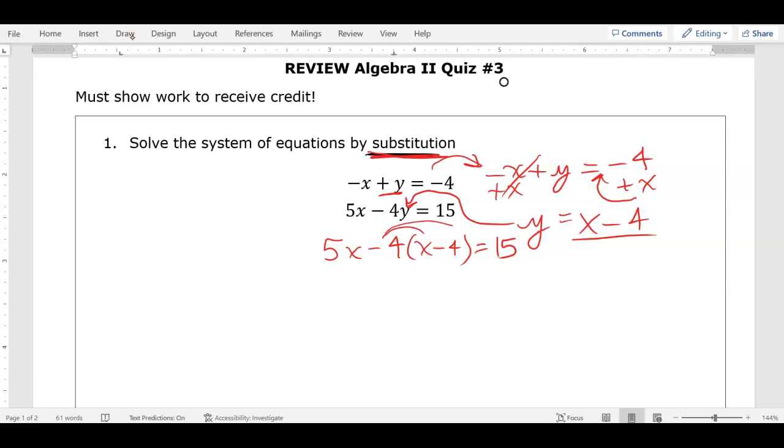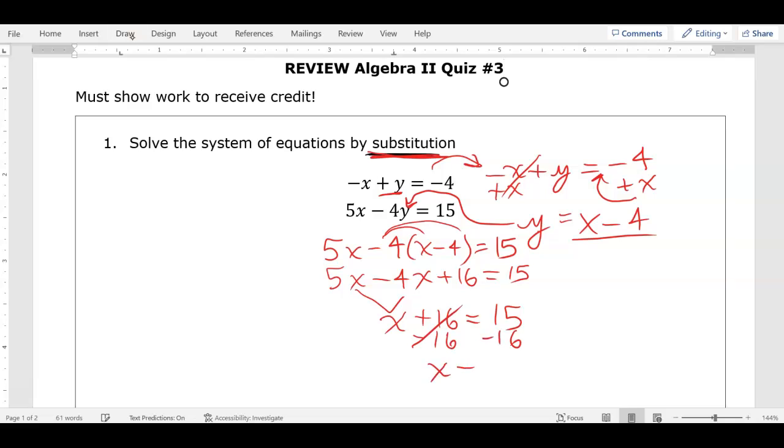Now I got to simplify this. I'm going to distribute first. Negative 4 times x is negative 4x. Negative 4 times negative 4 is positive 16. Bring down 5x. Bring down equals 15. Now let's combine like terms. 5x minus 4x is just x. Bring down plus 16 equals 15. Last step to get rid of that positive 16, we subtract 16. Now 15 minus 16 is not 1, it's negative 1. Okay.